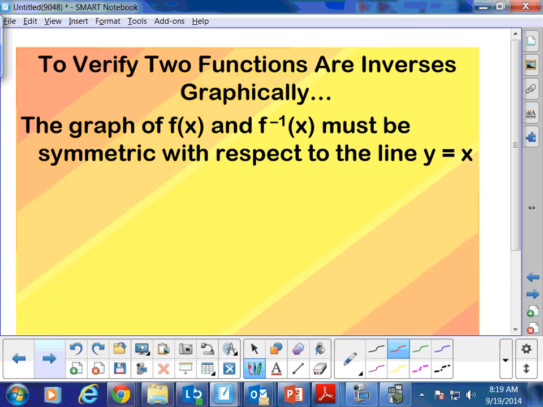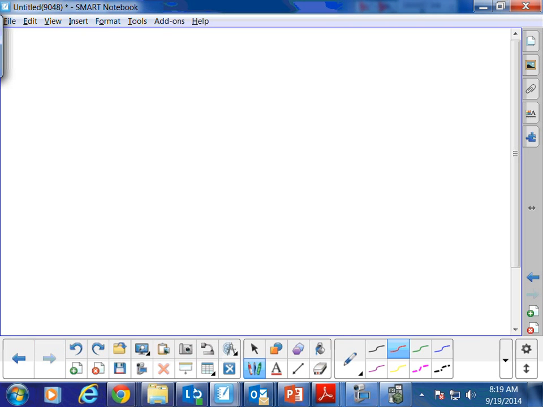Now that we've gone through that, and I've called somebody randomly, we're going to do the last one. We're going to verify two functions are inverses graphically. And the way you do this is you graph the f of x, and you graph the inverse of it, and it must be symmetric with respect to the line y equals x. And what does this mean? Probably the best thing to do is show you graphically what I'm talking about, being symmetric.